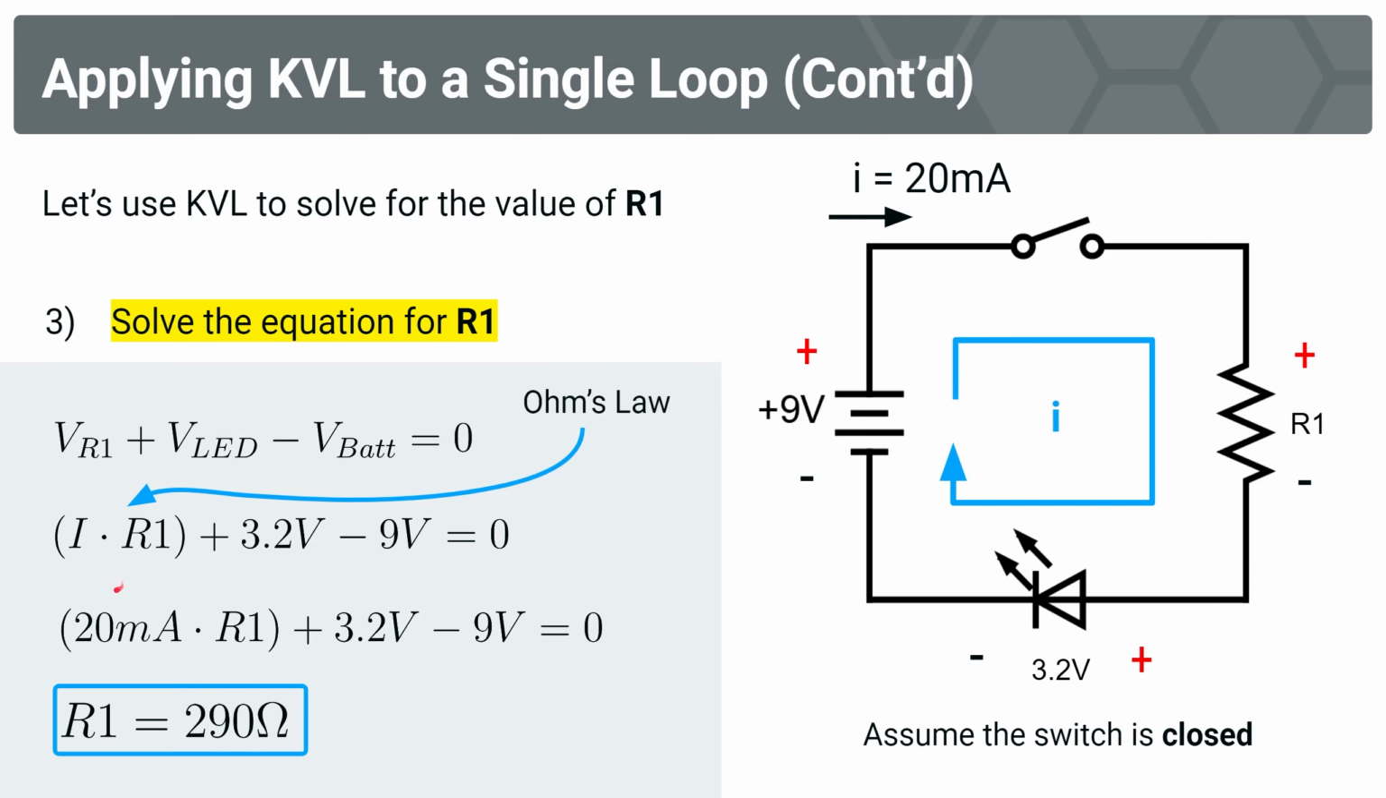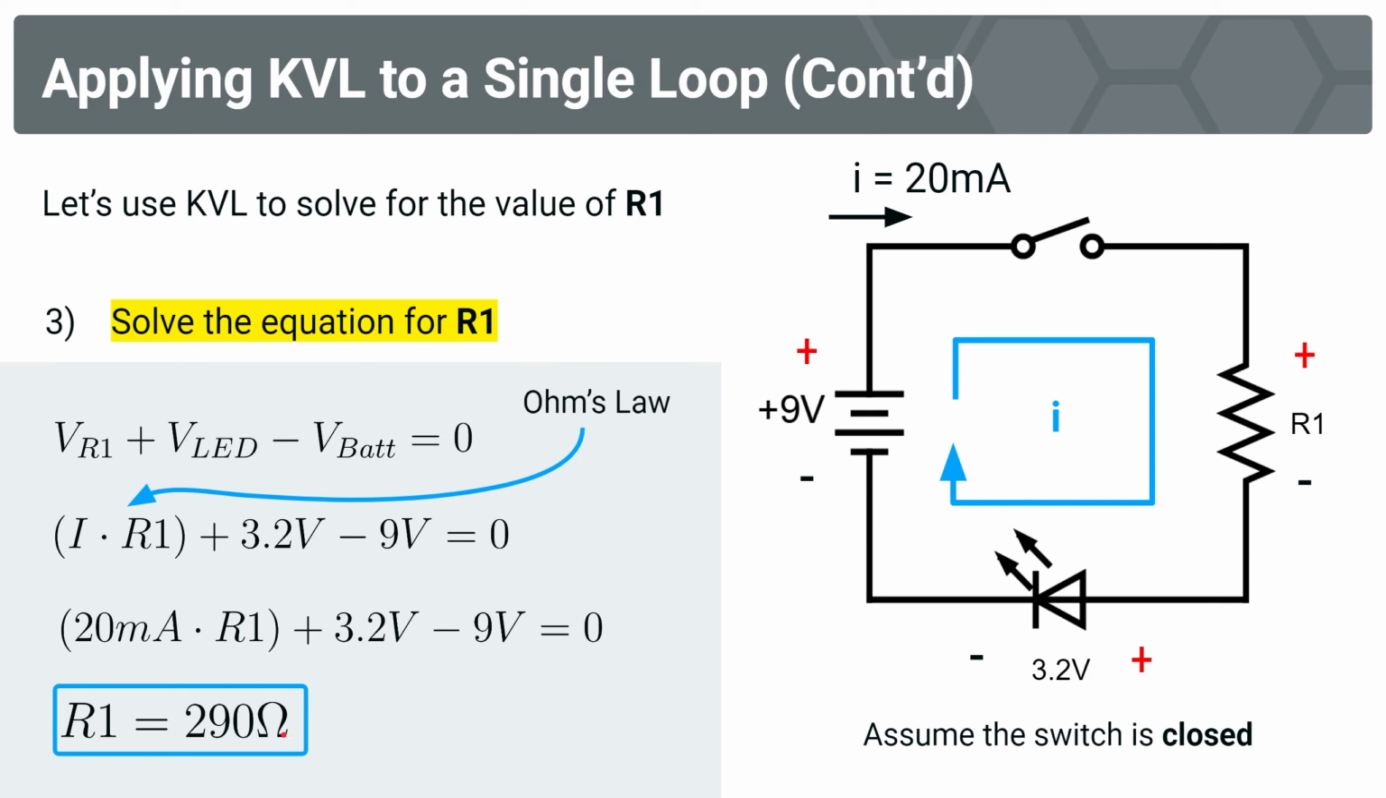Now, as our next step, we substitute the current variable and the resistor variable. We know the current through the loop has to be 20 milliamps, and we don't know yet the value of the resistor. So, in fact, we won't substitute this for anything yet. This is the value we're solving for. We have all of our knowns plugged in and one unknown variable. So we solve for our unknown. We get the resistor value as 290 ohms.